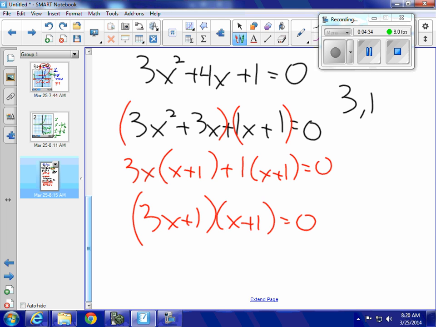So x is either going to be equal to negative 1/3 or negative 1. Either of those two values will make our equation equal to 0. And then I would go back and I would check those two answers to make sure that they work.